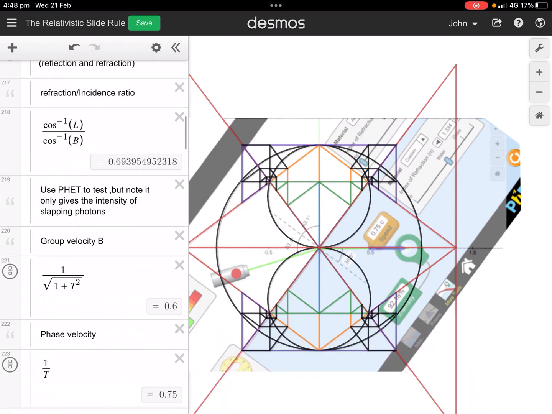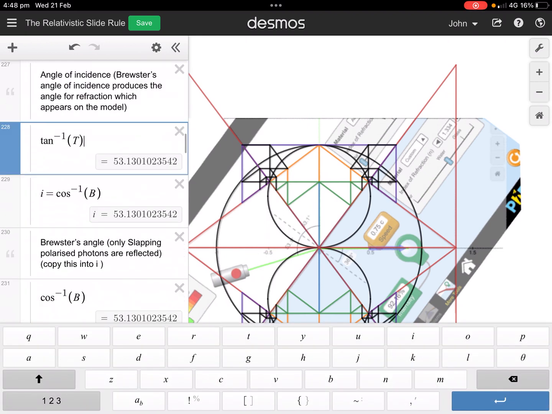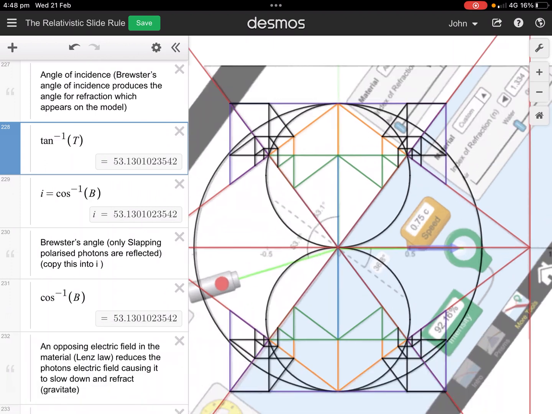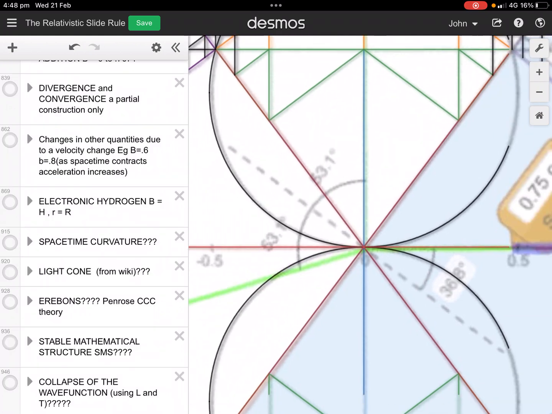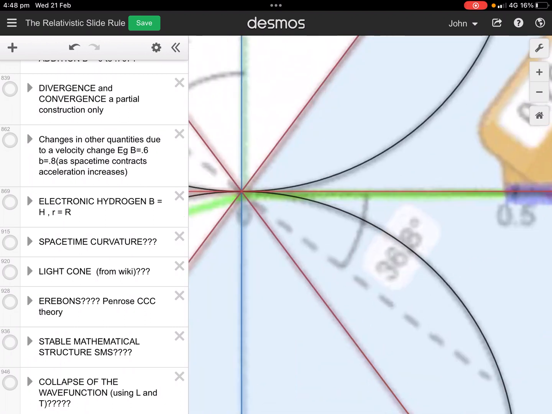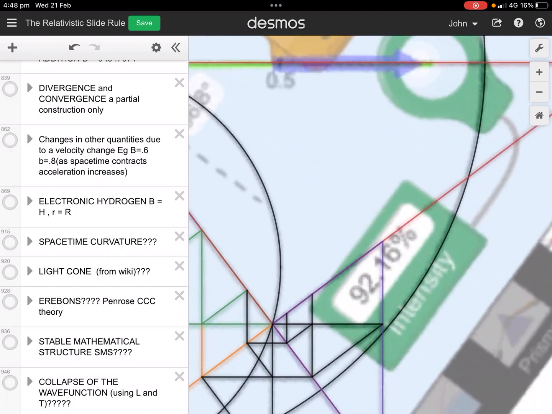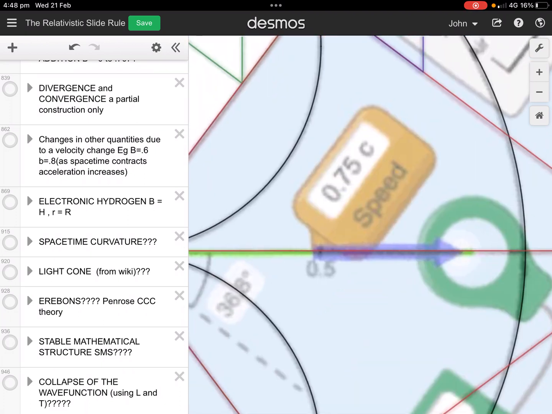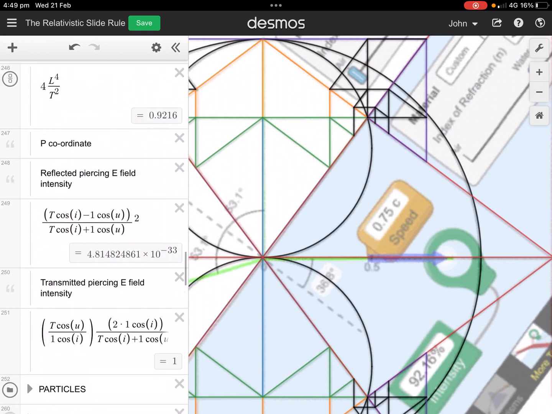Now, what about the refractive index here? Okay, this is the angle, 53.1. If you look on the model, you'll see here it's 53.1, and then you see the angle of transmission is 36.8, and you'll see the intensity is 92.16%, and the velocity through water is 0.75 c, which is the phase velocity. So just make sure all that's correct.